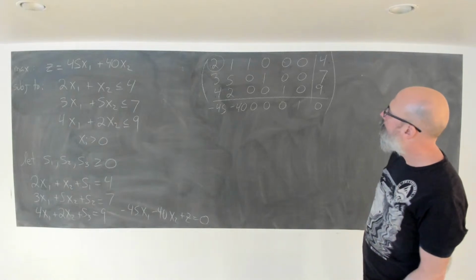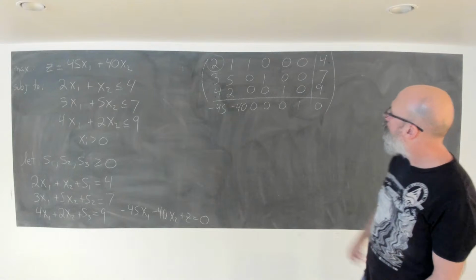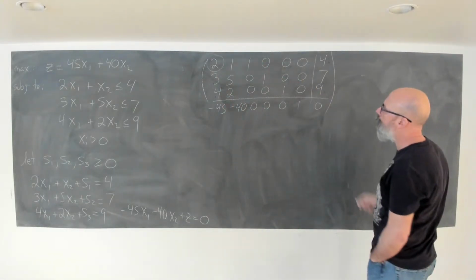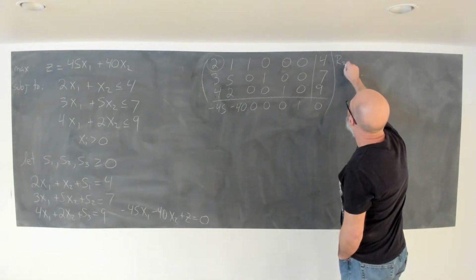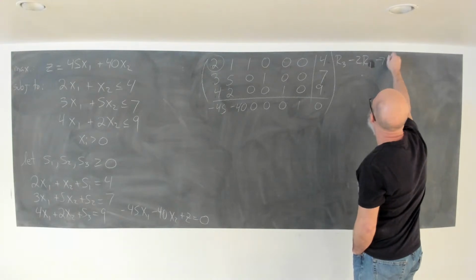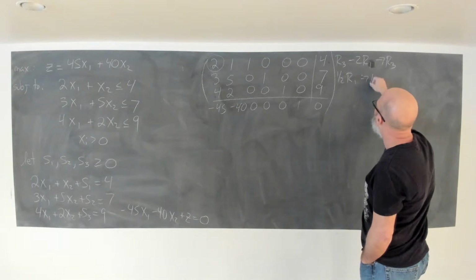I'm sure you are. What do we want to do? We want to use the 2 to get rid of the 4 and then maybe change it to a 1. Row 3 minus 2 row 1 for row 3, and then 1/2 row 1 for row 1.